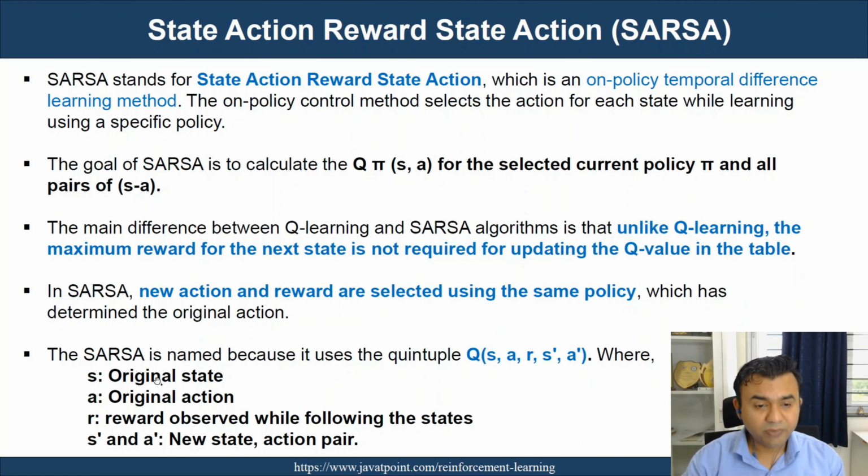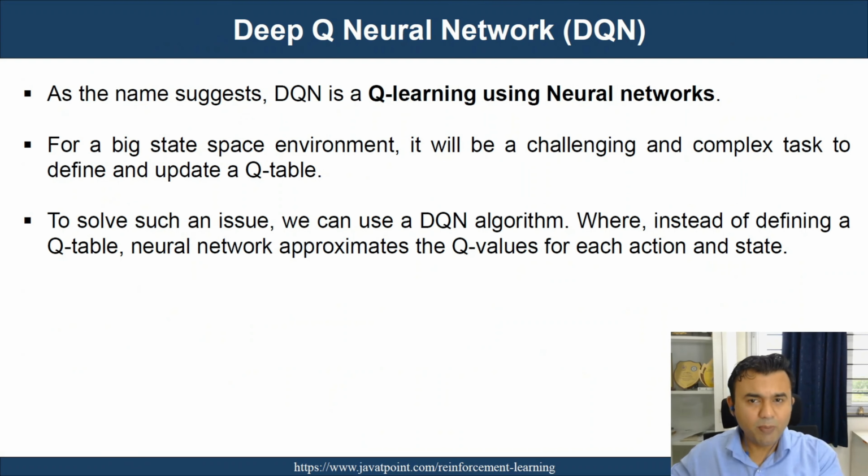Now if you look at this, SARSA is named because of this Q of S, A, R, S dash, A dash. Here you can see the major components. S is the original state. A is the original action. R is the reward observed while following the states, and S dash and A dash are the new state and the new action taken for reaching that particular state. So it's a transition from the previous state to a new state, and S dash, A dash is a state action pair.